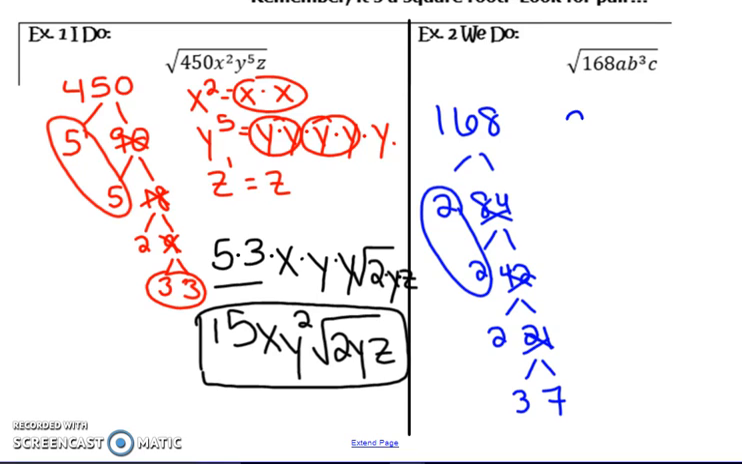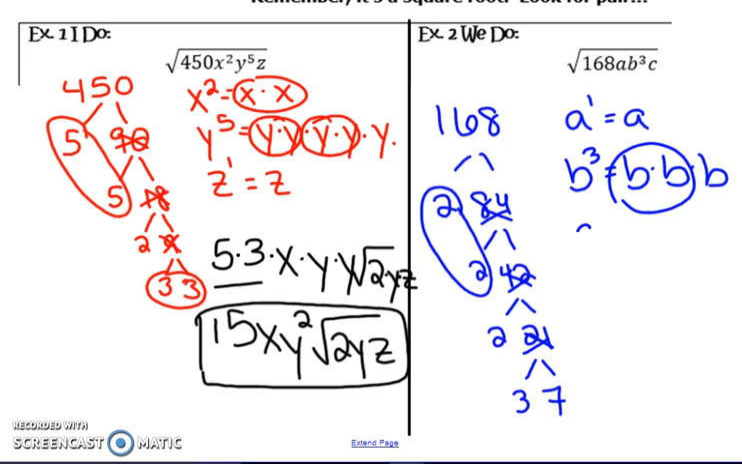So now, if I look at my variables, a to the first is just 1 a. There's no pairs. b to the third is the same thing as b times b times b, which gives me 1 pair. c to the first is just 1 c, so there's only 1. There's no pairs. So now, again, we want pairs on the outside, non-pairs on the inside.